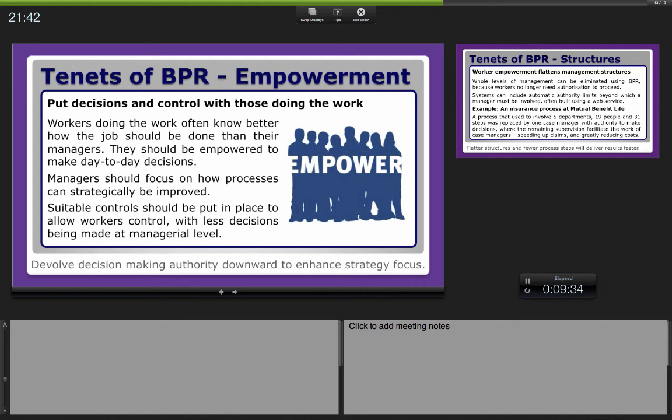Put decisions in control with those doing the work. So the day-to-day workforce who are doing these tasks on a day-to-day basis should be empowered to make their suggestions and to improve the process, and managers should focus on how processes can be strategically improved. Devolve decision-making authority downward to enhance strategy focus, and ideally with a flatter management structure.